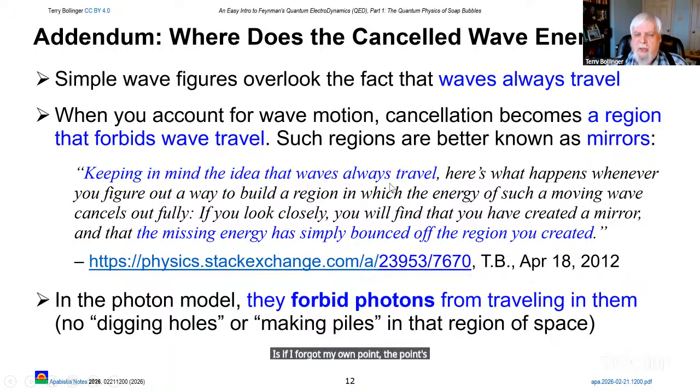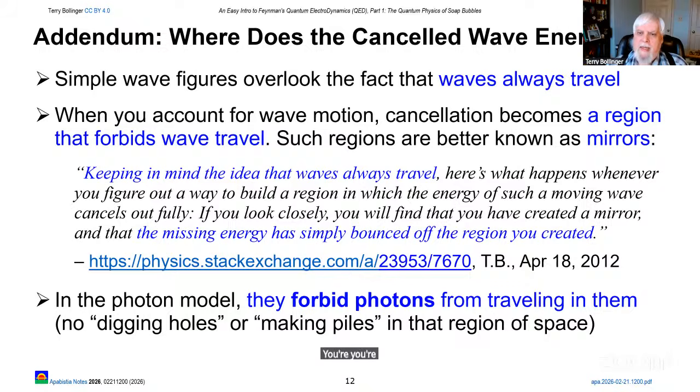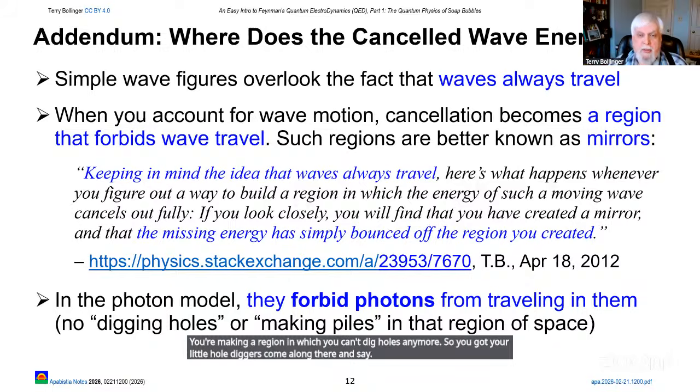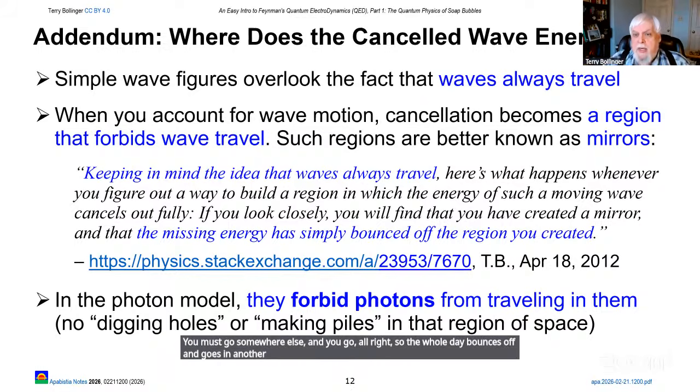When you make a cancellation area in optics, what you've really done is create a mirror. You're making a region in which you can't dig holes anymore. So your little hole diggers come along and say, I want to dig a hole here. And there's this fence that says, you may not dig holes in this area. It is a forbidden area. We do not allow hole digging or pile pushing. You must go somewhere else. And you go, all right. So the hole digger bounces off and goes in another direction. That's pretty much what happens with all sorts of phenomena. If you look at a peacock feather with those beautiful colors, that's exactly what's happening.